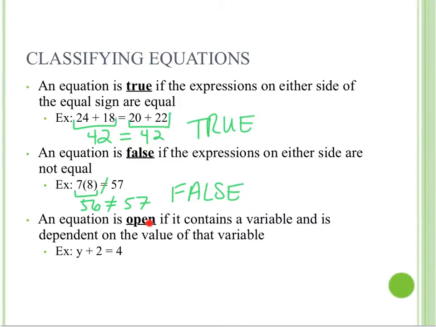The third classification is open. An equation is open if it contains a variable and is dependent on the value of the variable. Here's your example. This equation is open. It has not yet been solved. Since we do not know what the value of y is at this moment, this is an open equation. If you haven't already done so, take these three classifications and write them in your notes under video 1.8.